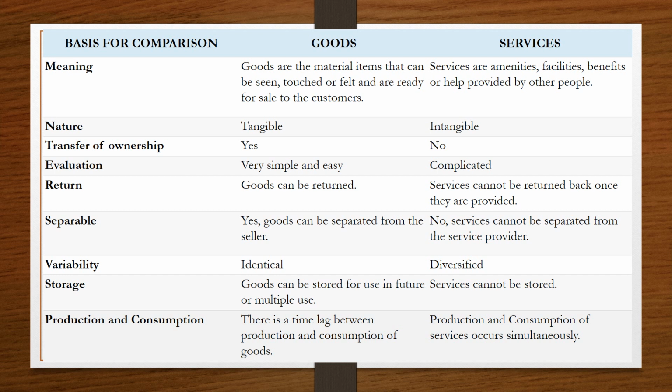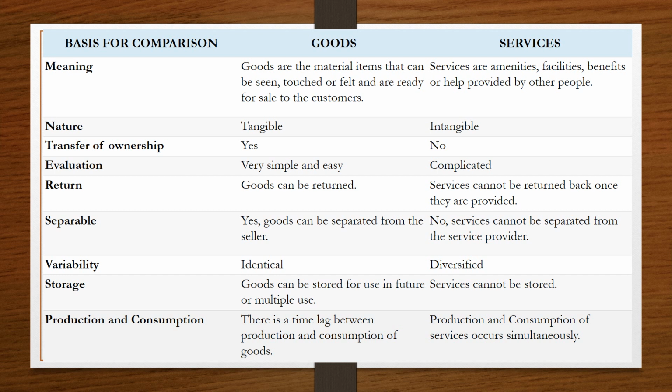Now if you are talking about the basic area, with goods, as I said, we are using the term production, and with services we are using the term operations. So here the terms are to be made very clear. Now as far as the comparison is concerned, the chart says it all. Suppose meaning, then what are goods? Goods are the material items that can be seen, touched or felt and are ready for sale to the customers.